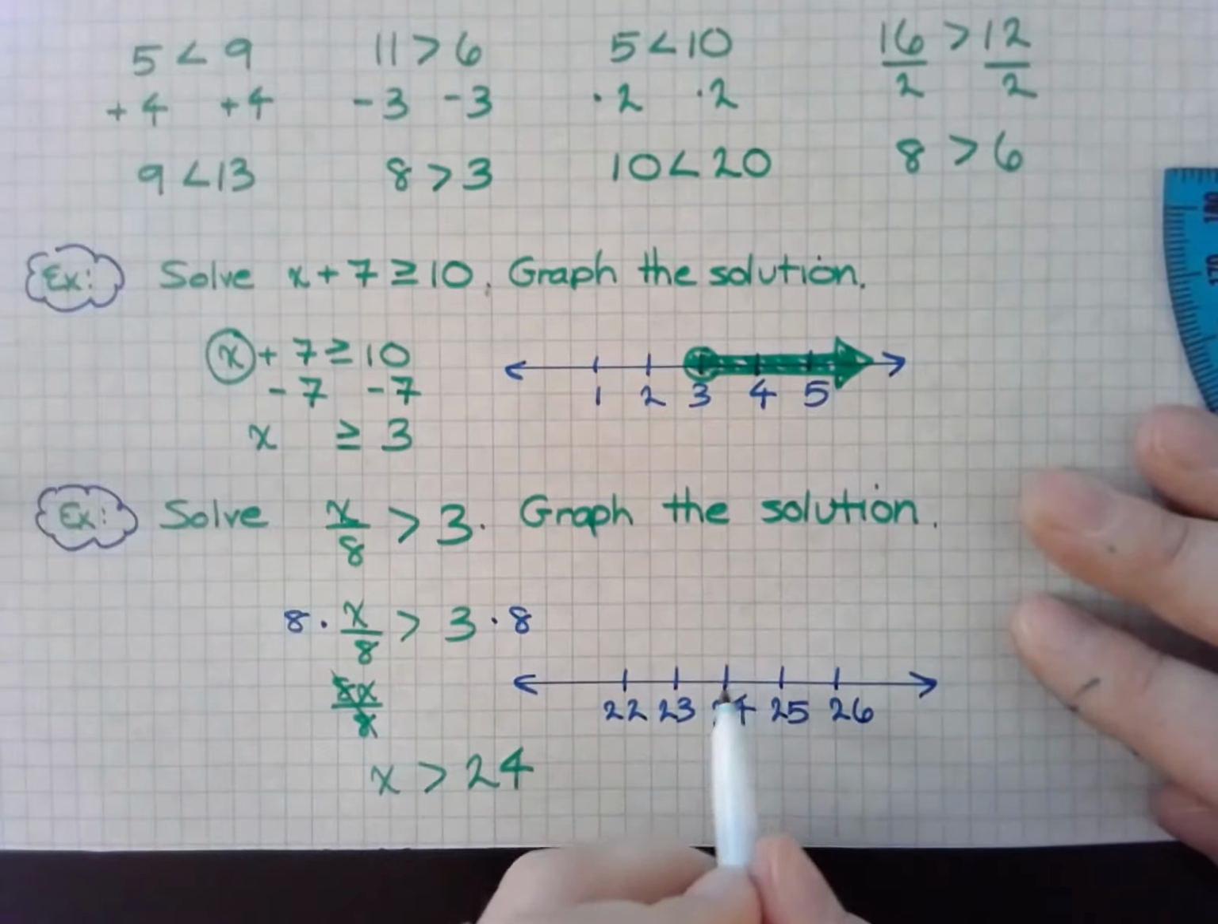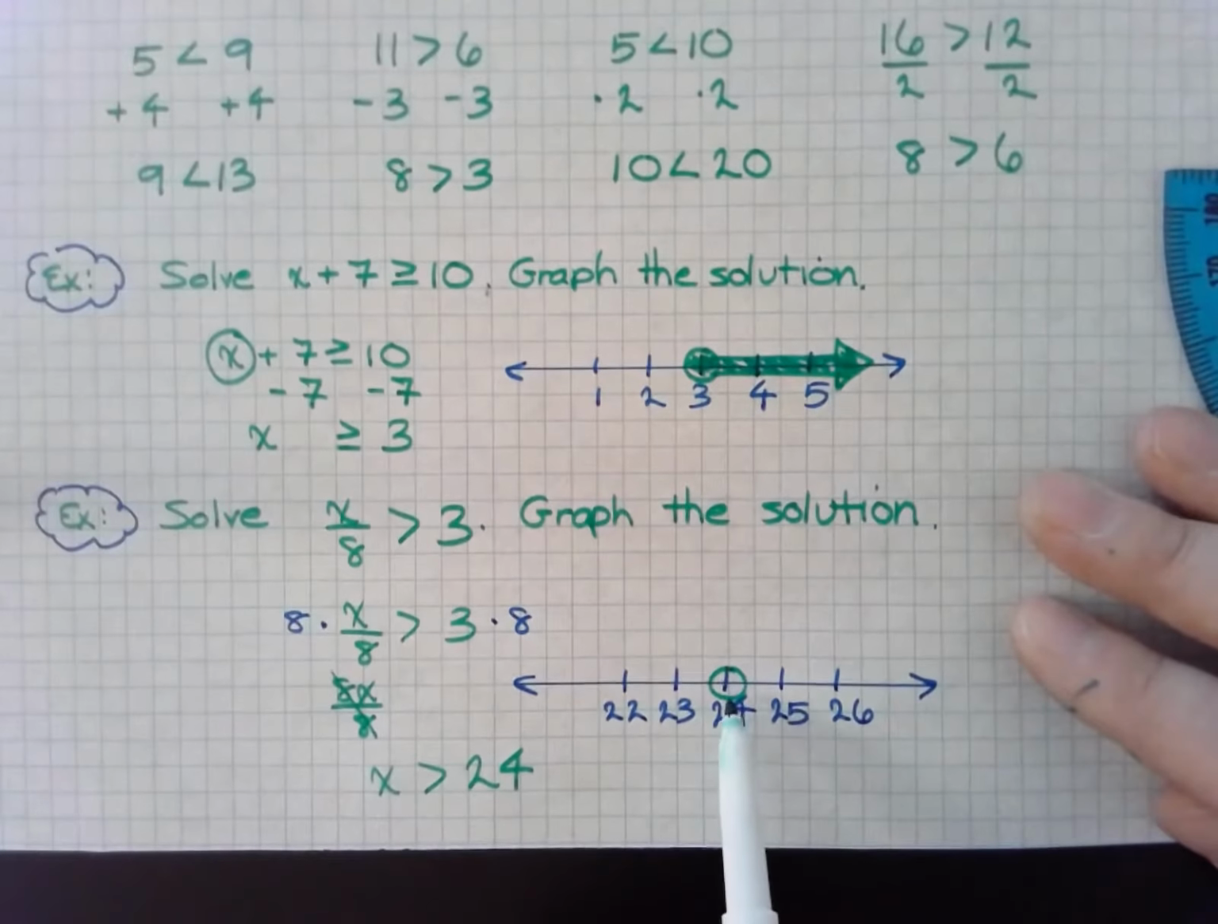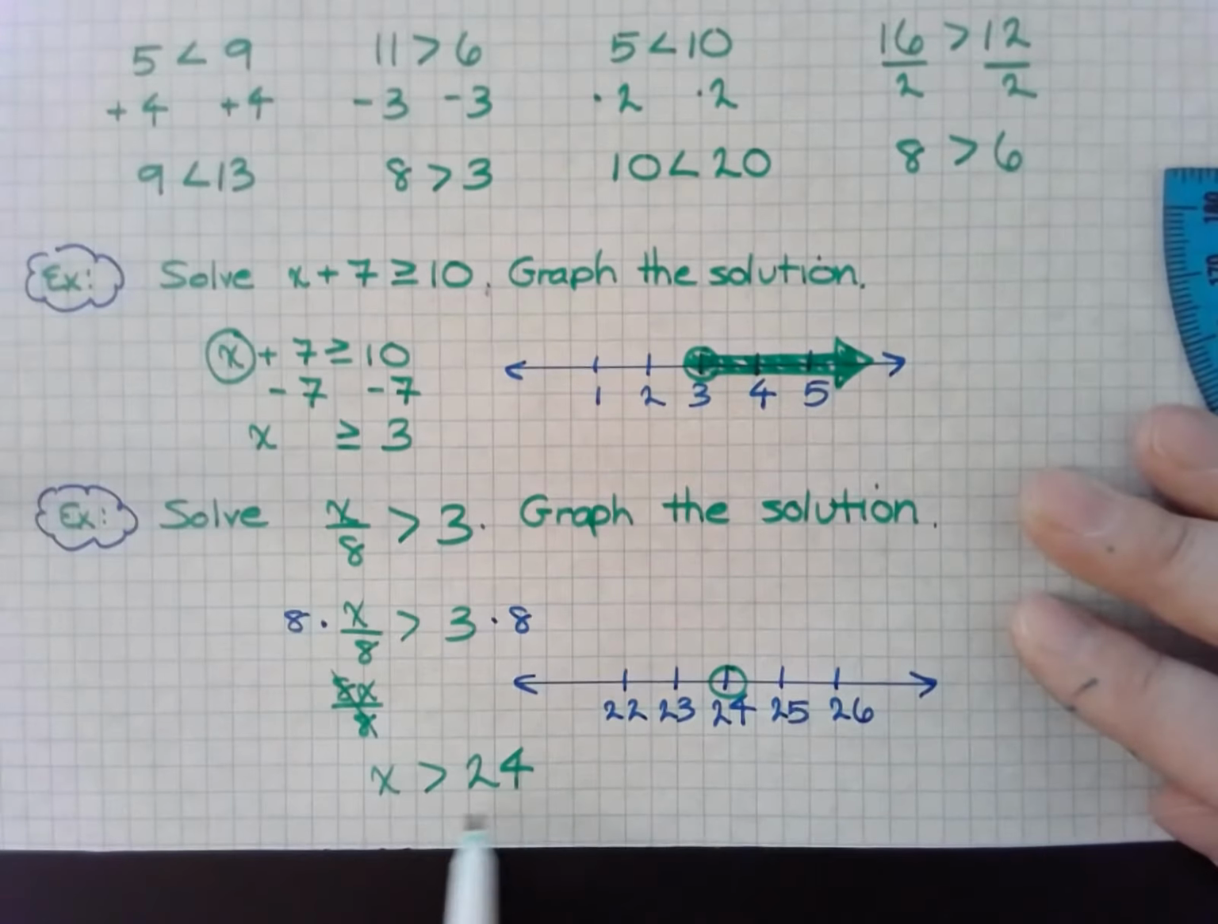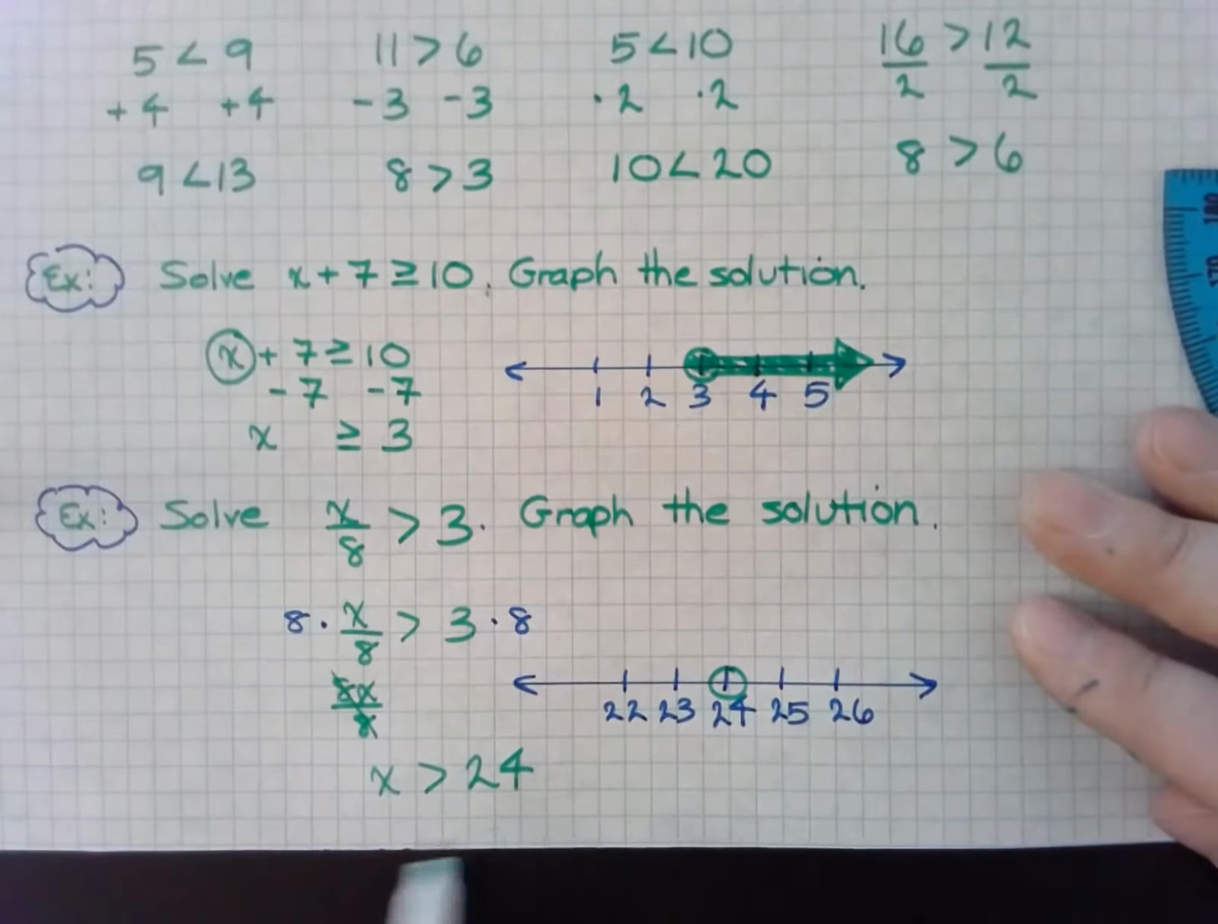So 24 is where I start, but it has to stay an open circle because it's not actually equal to 24. And then it says that x is greater than 24. So what values are greater than 24? 25 and 26 and so on. So I'll draw my solution in this direction and draw my arrow.